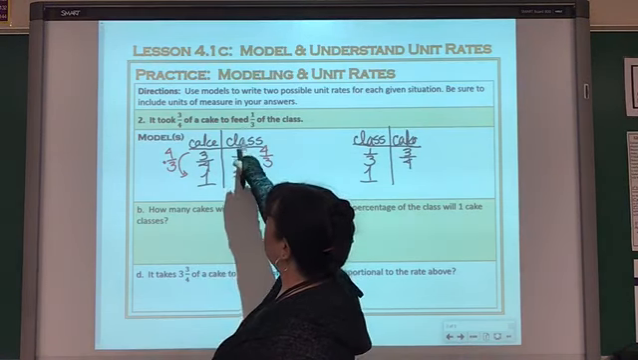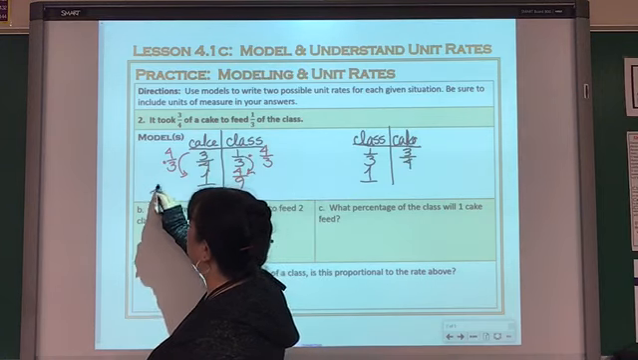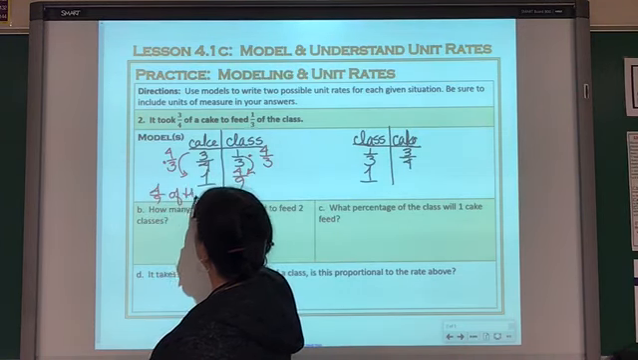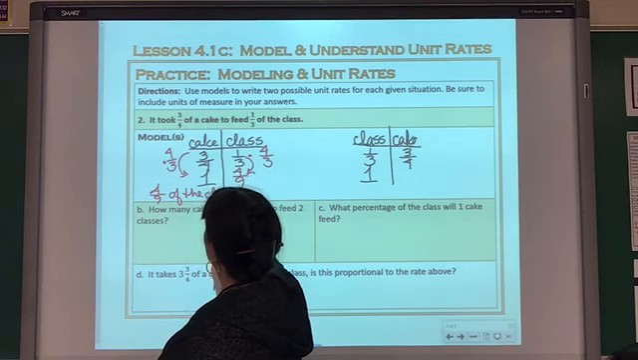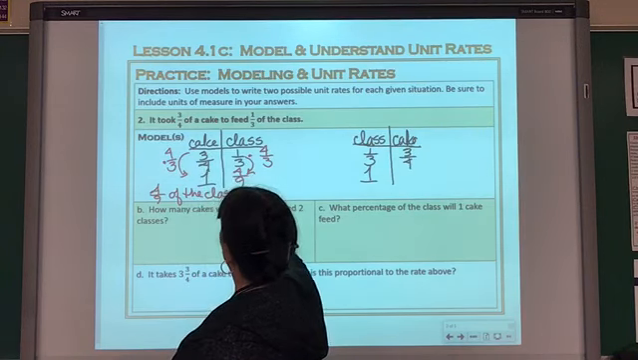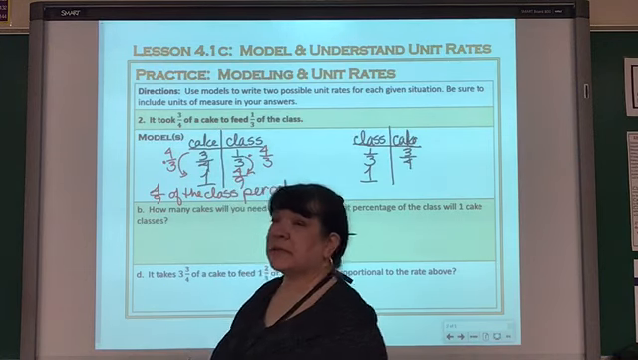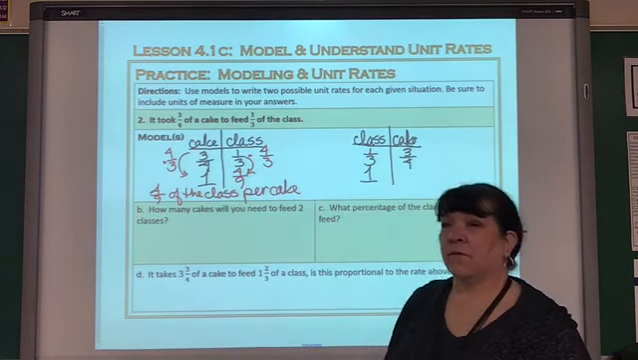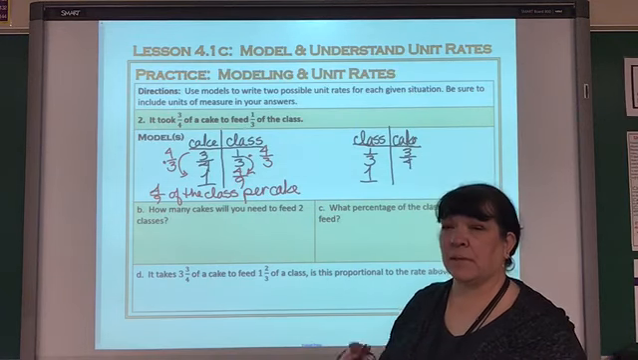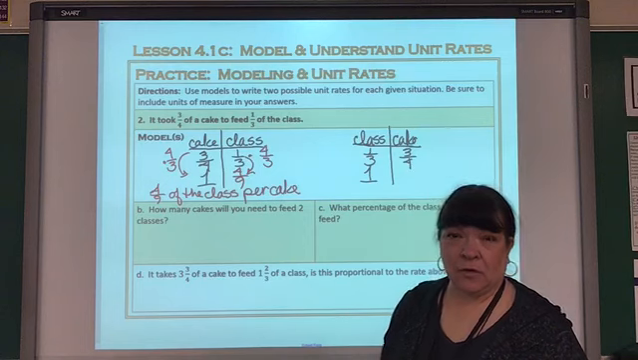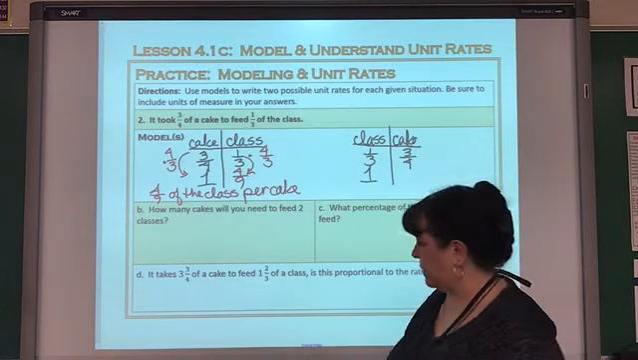That means that 4/9 of the class per cake is my ratio. 4/9 of the class per cake. Pretty simple, even though it had fractions in it.